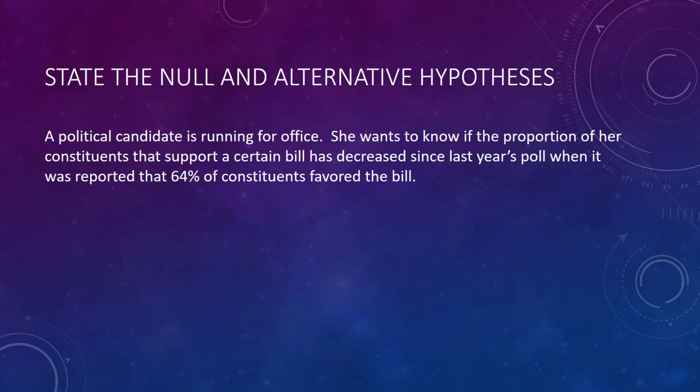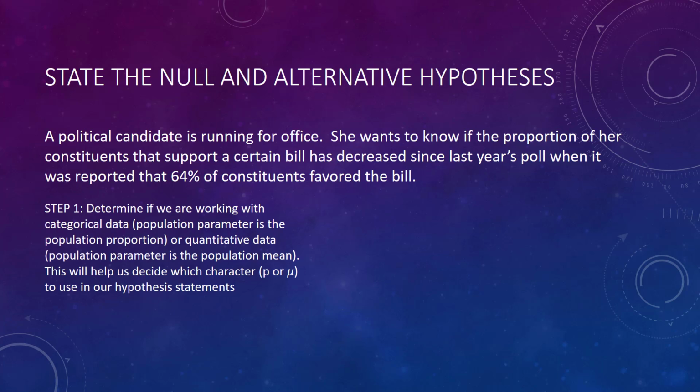Let's get started. A political candidate is running for office. She wants to know if the proportion of her constituents that support a bill has decreased since last year's poll, when it was reported that 64% of constituents favored the bill.